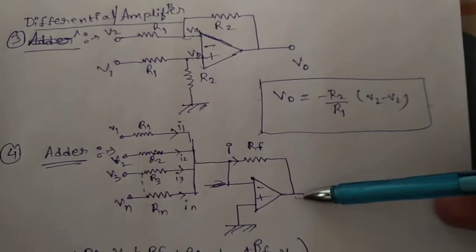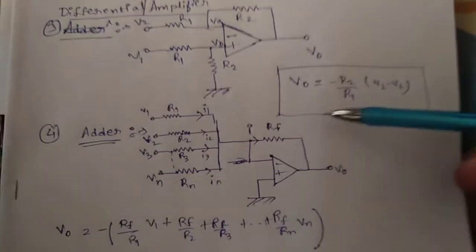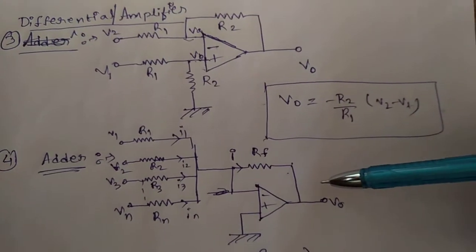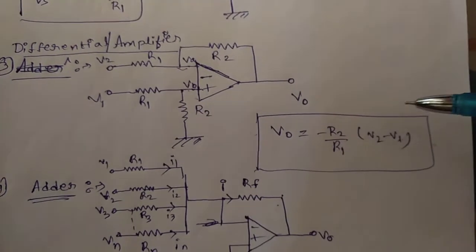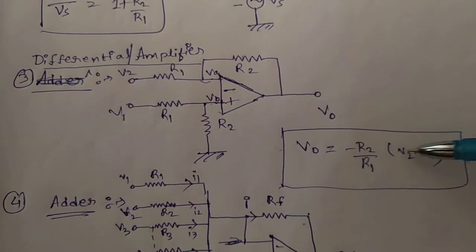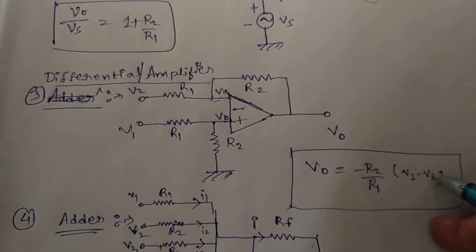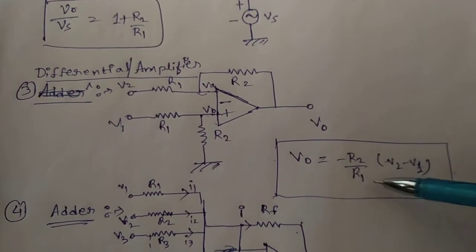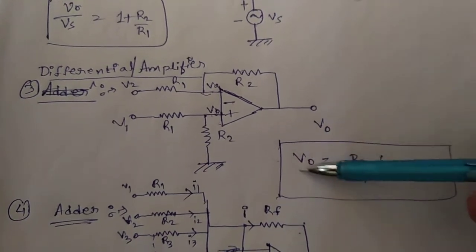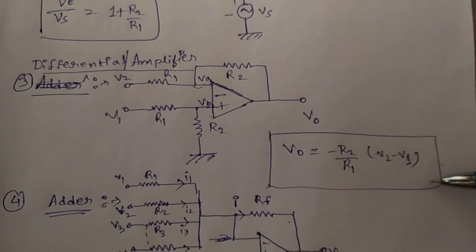And there is another important circuit, which is the adder. But before coming to the adder, we have to discuss why this is called a differential amplifier. You have seen V2 minus V1, that is the difference between the two input voltages, times the ratio of the resistances. That is the output voltage of this differential amplifier.